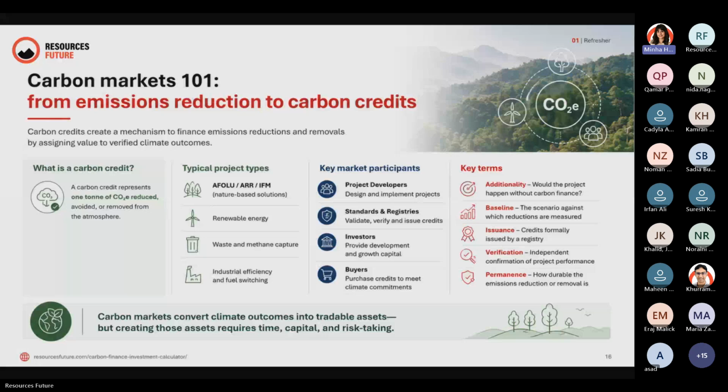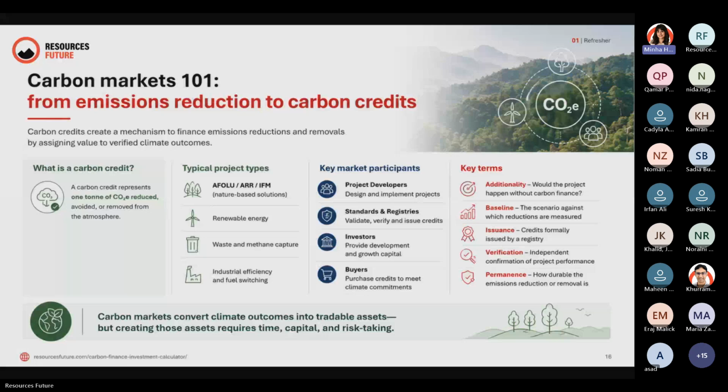So around each project is an ecosystem of participants. And of course, that means project developers who design and implement projects, standards and registries. They provide methodologies and issue credits. Investors provide development capital, and buyers purchase credits to support climate commitments or voluntary net zero strategies.